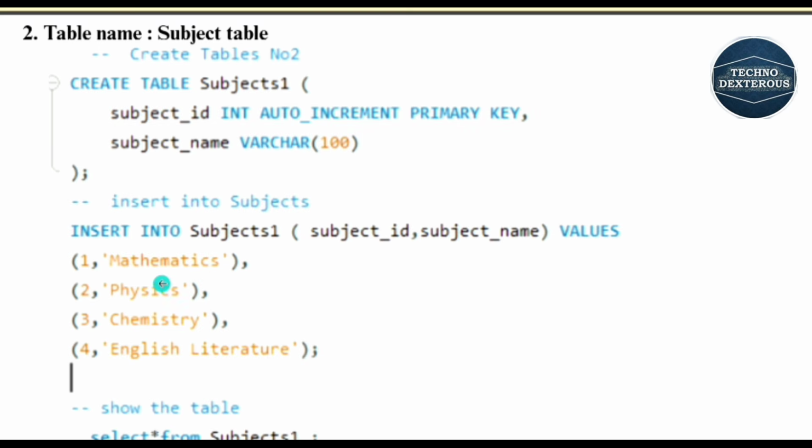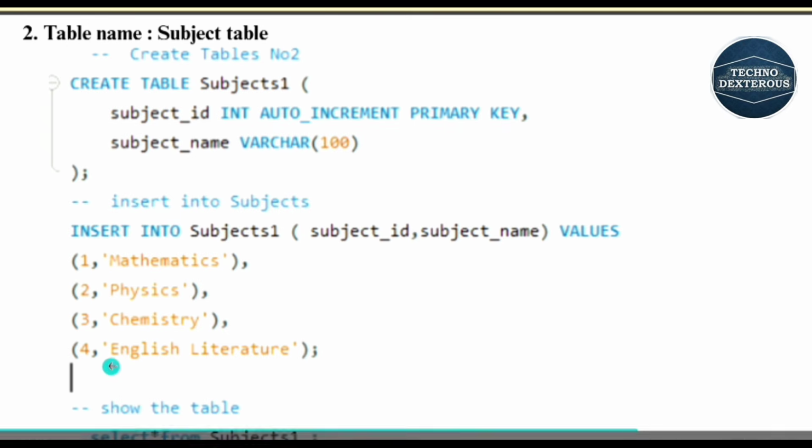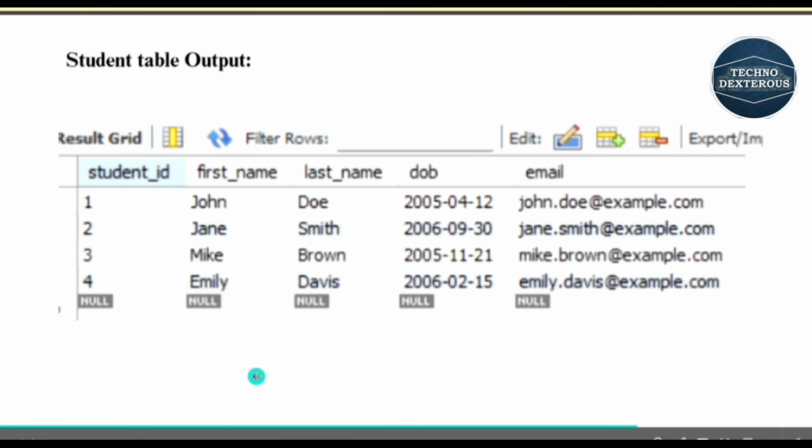Second, create subject table. Create table subjects, then subject ID, which is auto increment and primary, subject name as varchar. Here we insert the values into subjects: subject ID, subject name and values. First is mathematics, second physics, third is chemistry and English. By using this, here is our output of the subject table.